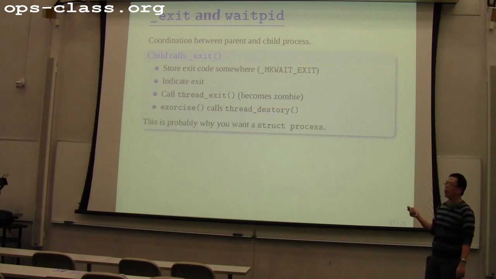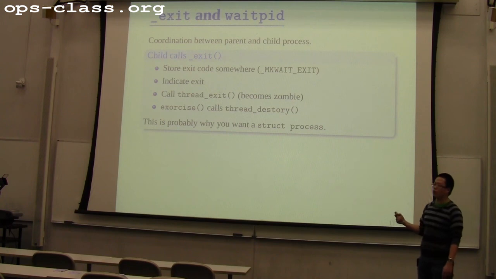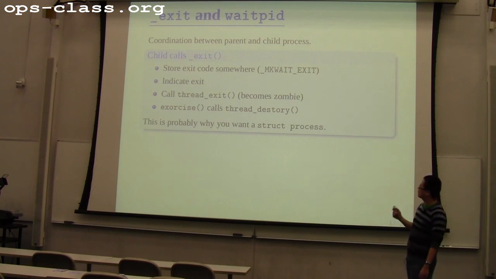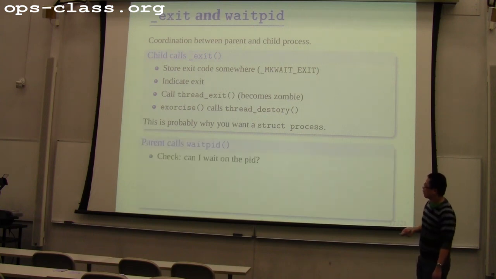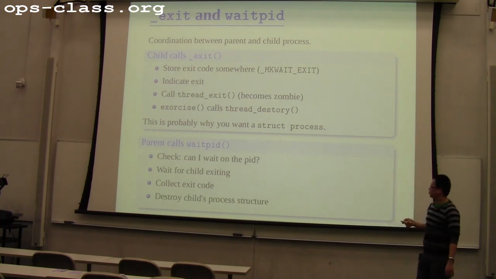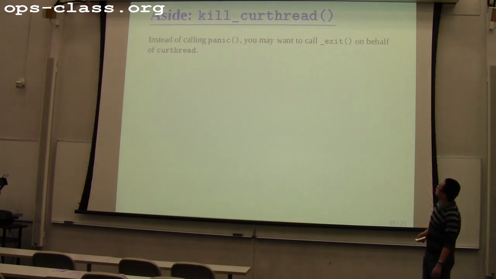So this is probably why you want a separate process structure instead of putting everything in the thread structure, because it's possible that the thread structure is destroyed before the parent can call waitpid on it. So the parent needs to first check if it can wait on this pid, wait for the child exiting, collect the exit code and destroy the child's process structure. You need to figure out a way to coordinate between the parent and the child.